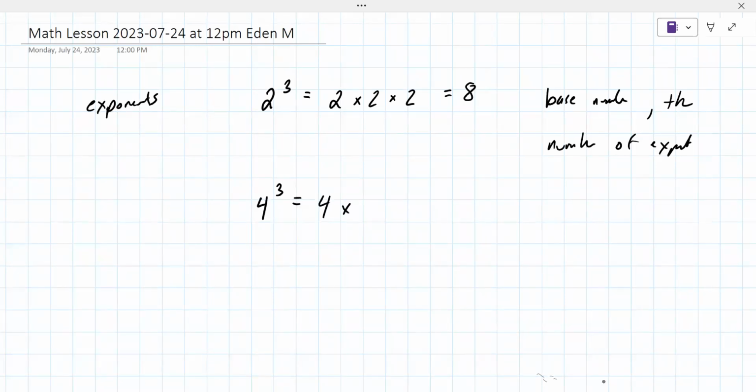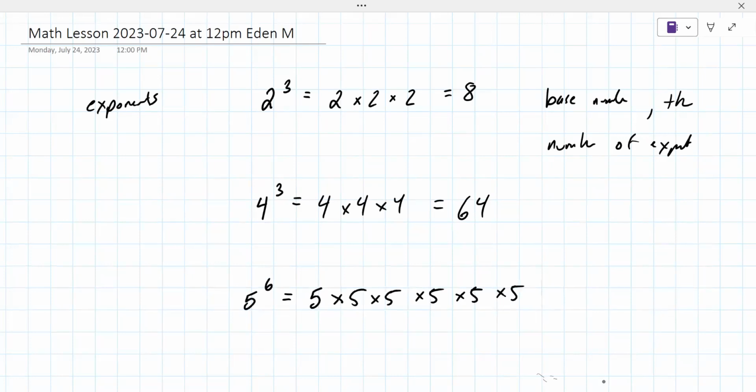Is it 64? It is. And you're welcome to use a calculator if you need. Right, so 4 times 4 times 4. Very good. Now, there are limitations to this. I can't ask you to do 5 to the 6th power. I could ask you to write it out: 5 times 5 times 5 times 5 times 5 times 5. There are 6 5s, the base 6 times, like that.